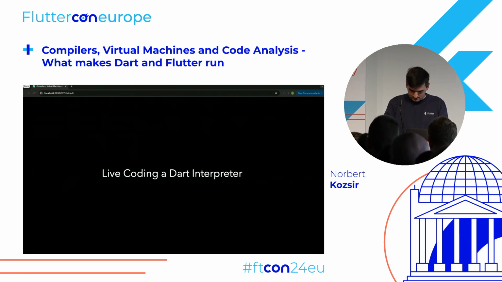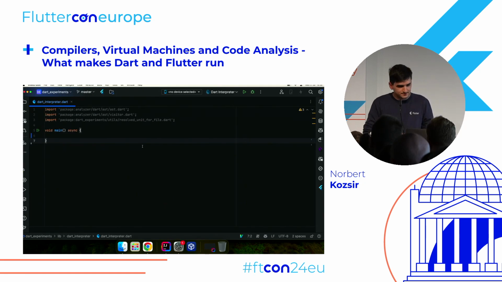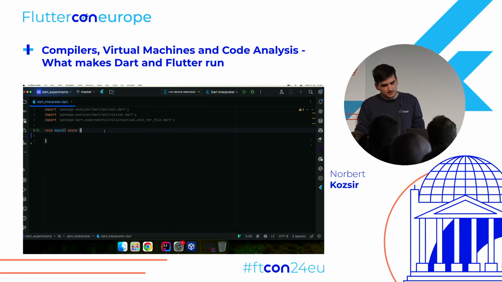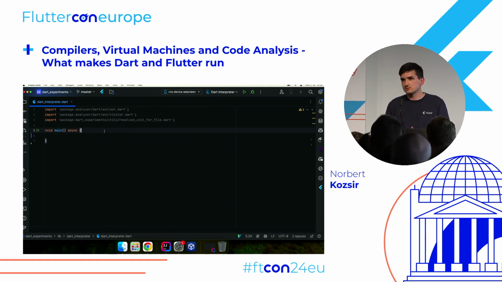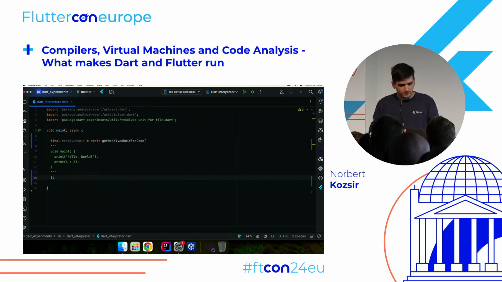So there we go. We have a main function with our normal Dart program. We have already set up the dependency, and now we can start analyzing some code. I wrote a helper function to do the few lines that you saw before, and I call it get resolved unit for code. So we're passing a string where we have a Dart program that is valid.